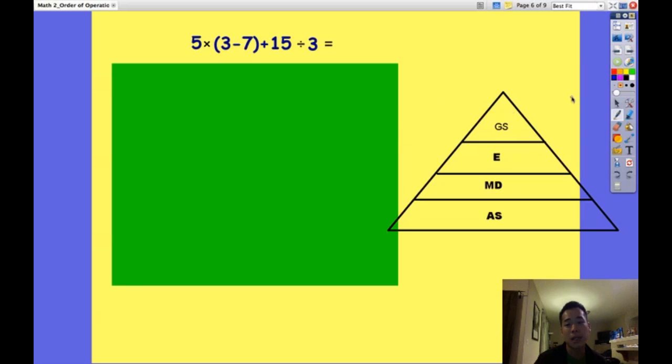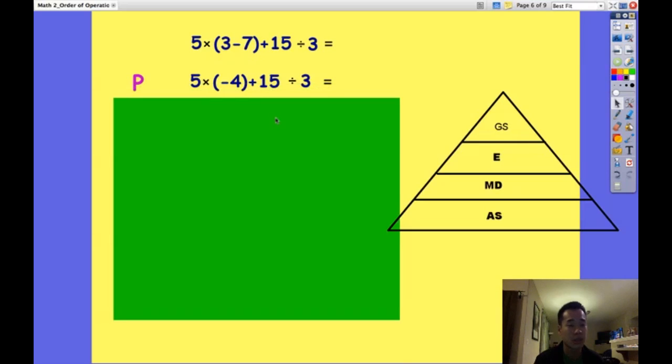So the first step, I already wrote it out, but the first step you need to do, always ask yourself, what's the first thing I need to do? So yes, there's grouping symbols. In this case, it's parentheses. So the first thing I need to do is do the 3 minus 7. I know that positive 3 minus 7 is equal to negative 4. Remember, think about it in terms of money or a number line. So my parentheses is over.